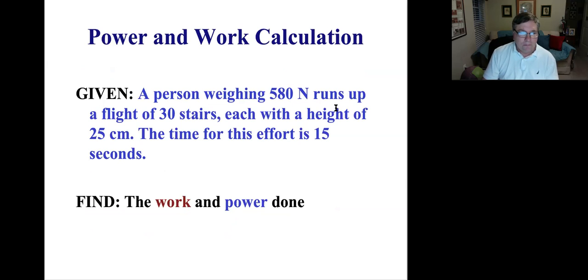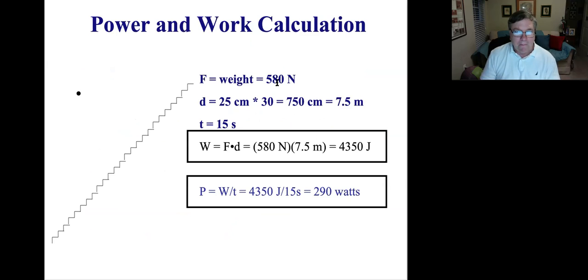There we go. So I'm going to do a little power and work calculation. I have a person who weighs 580 newtons, and they run up a flight of 30 stairs, each with a height of 25 centimeters. The time it takes for this effort is 15 seconds. So find the work and the power. So we got 580 newtons. We've climbed a set of 30 stairs. Each one's 25 centimeters high. That gives me 7.5 meters. The time is 15 seconds. That's 4350 joules and 290 watts.